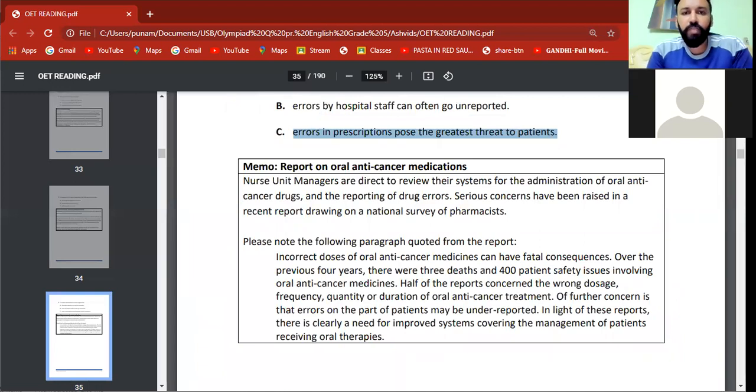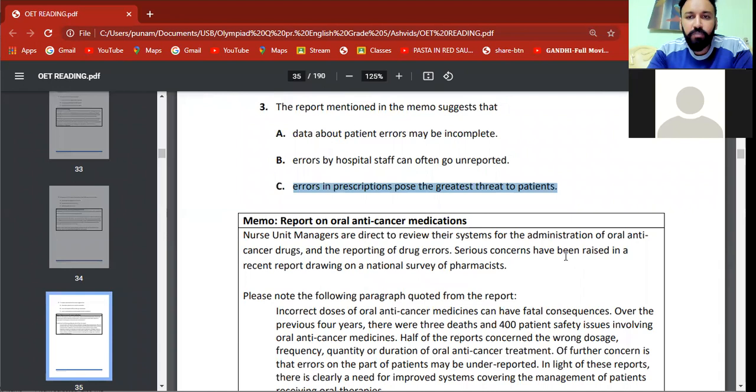You want to try it out yourself? Yes, I'll try it out. Nurse unit managers are directed to review their systems for the administration of oral anti-cancer drugs and the reporting of drug errors. Reporting of drug errors. So, errors, right? Nurse unit managers are directed to review their systems on the administration of oral cancer drugs and the reporting of drug errors. Right? Okay.